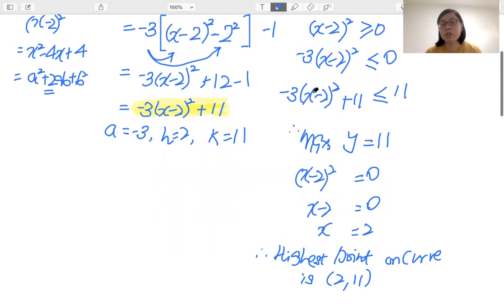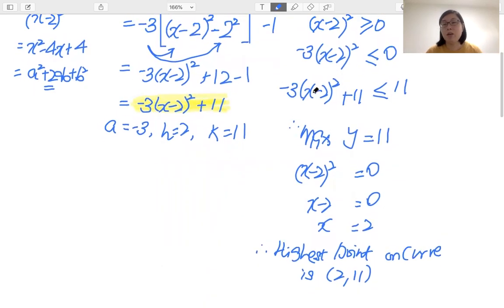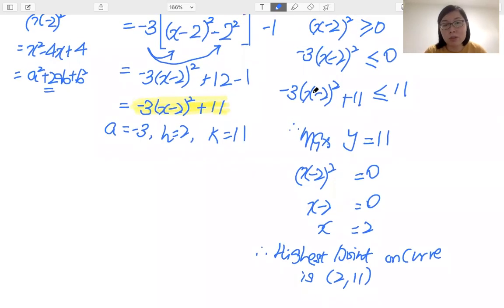So this is how we actually present and explain for a 3 marks question. What if it's just 1 mark? If it's just 1 mark, they will usually just ask you to state the coordinates of the maximum point, state the coordinates of the turning point, and you can just directly get it from your completed square form without the explanation over here.